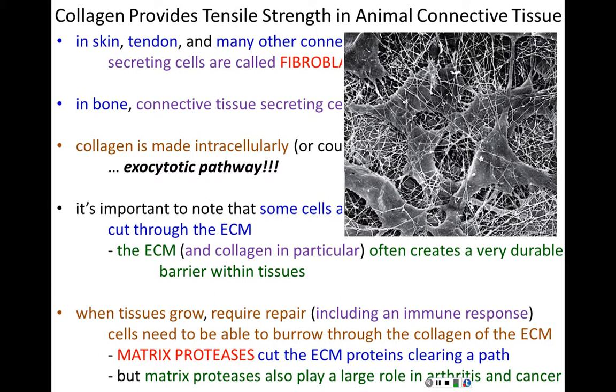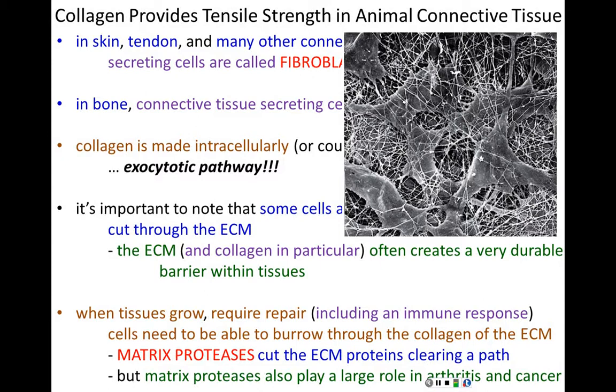However, matrix proteases also play a large role in arthritis. What's arthritis? Arthritis is the breakdown of cartilage, the breakdown of the lubrication and the padding between the bones of the joints. That lubrication and padding is all connective tissue. It's all ECM. So if cells go a little crazy, make too much matrix protease, and break down too much of the ECM, cartilage can be destroyed, lubrication between the joints can be destroyed, and crippling arthritis can result.